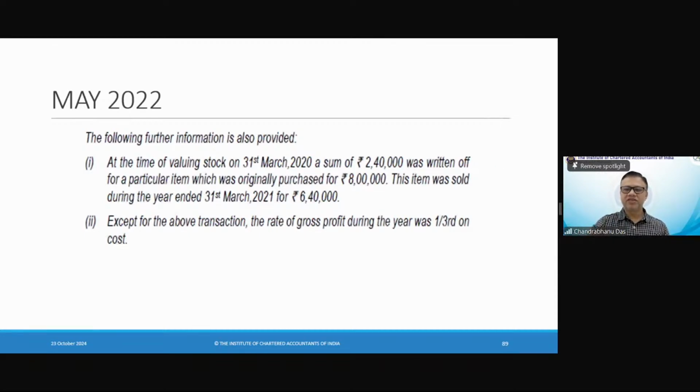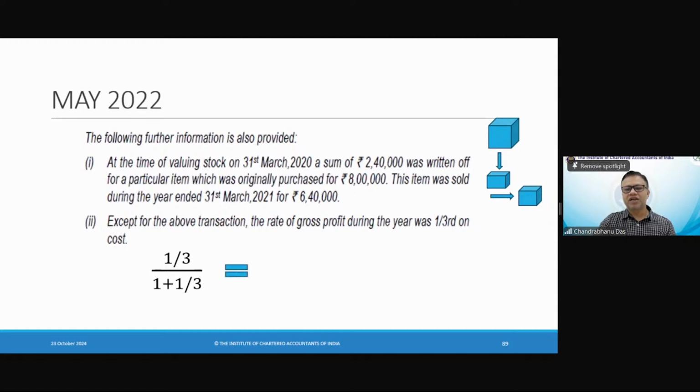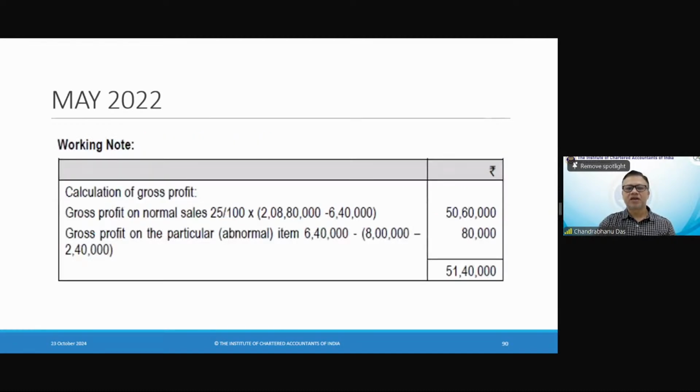So, what happened is, analyze the total, the first one. The value of 8 lakhs was written off to 2,40,000, and that was again sold for 6,40,000. And here, if you analyze the second one, gross profit is 1/3 on cost. So 1/3 by 1 plus 1/3 of sales, you get 25% of the sales. So the moment it is given on cost, you start calculating it on the sales.